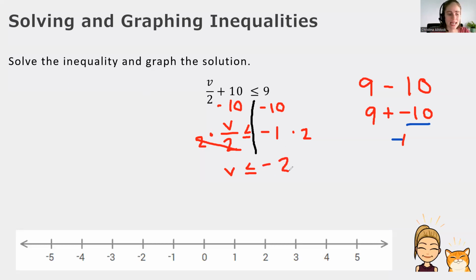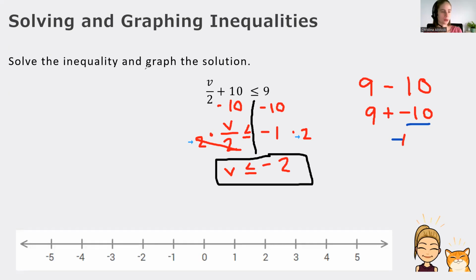Why did I not flip my inequality sign this time? The reason why is it's not whether your answer is positive or negative, it's whether you're multiplying or dividing by a negative number. And the number that I multiplied by was a +2. So because I multiplied by a positive number, my inequality sign stays intact and it stays the way it is.